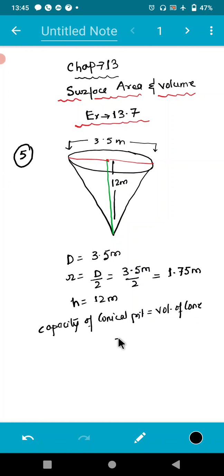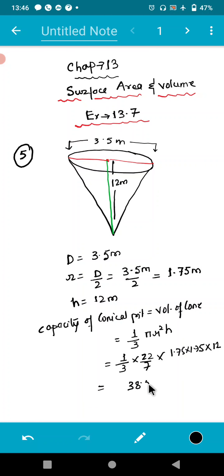And what is the volume of a cone, students? 1 by 3 pi r square h, isn't it? Now we'll just put the values. 1 by 3, what is the value of pi given in the question? It is given as 22 by 7. R is 1.75, so 1.75 into 1.75, and what is the value of height? It is 12. Once you reduce this whole value, you will get the answer as 38.5 meter cube, students.